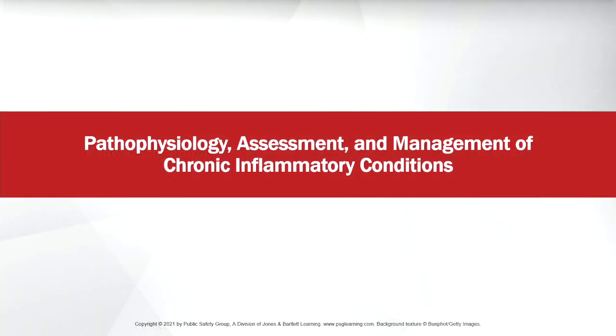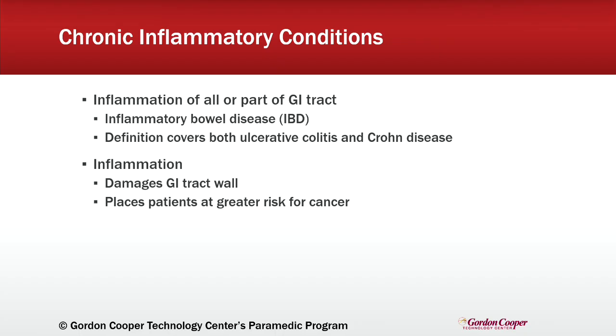So how are we going to assess and manage some of these chronic conditions? One of them that we see quite a bit is inflammatory bowel disease. It refers to chronic inflammation of all or part of the GI tract, including ulcerative colitis and Crohn's disease. This inflammation over time begins to damage the GI tract walls and increases the risk of cancer and other issues.